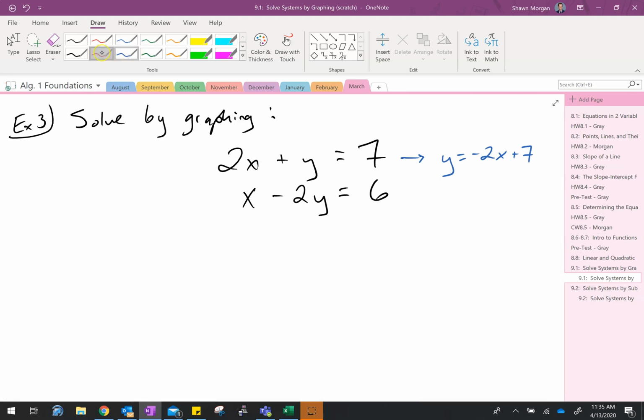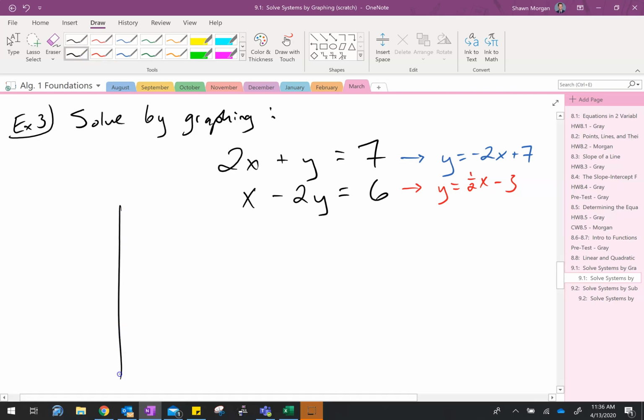That's my first line. And then the second one, I'll do the same thing. I'll solve for y. So in this case, I'm going to subtract x and divide by -2. So I get y equals. Now, when you subtract x from both sides, that's -1x. Divide that by -2, and it becomes a positive 1 over 2 x. And then 6 over -2 becomes -3. And those are going to be the slope-intercept forms of these two equations.